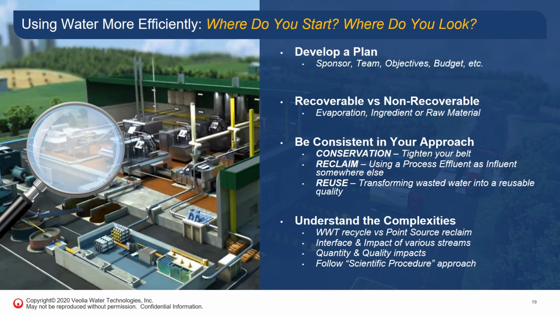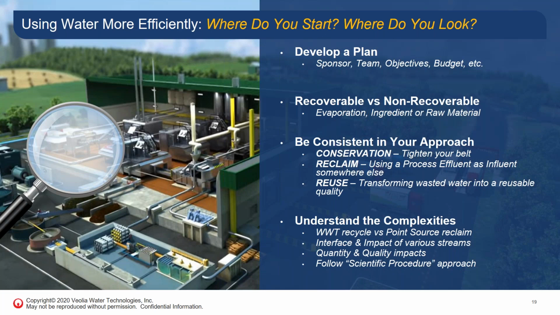And lastly, and sometimes the most confusing component of moving forward, is understanding the complexities of your plant. Wastewater recycle at the end of the pipe, when the water leaves your plant, can be done. But at that point, your waste streams have all commingled. They're many times complex and difficult to treat. And with that complexity comes much cost. Many times, if you look upstream in your plant and reclaim waters from a point source perspective, it's easier, it's cheaper, and you'll see the impact quicker.